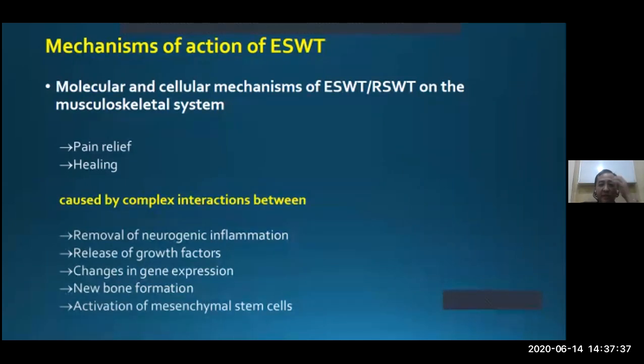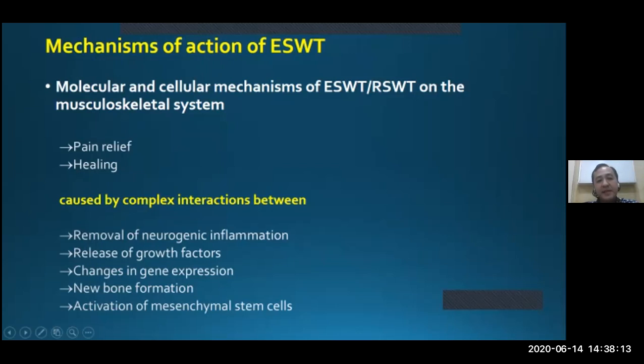The molecular and cellular mechanism of the shockwave, focused or radial, is the same: pain relief and the healing process. So the short-term goal of shockwave treatment is pain relief, and the long-term goal is the regenerative effect, or the healing process. This is caused by a complex interaction between removal of neurogenic inflammation, release of growth factors, change in gene expression, new bone formation, and also activation of mesenchymal stem cells elsewhere.